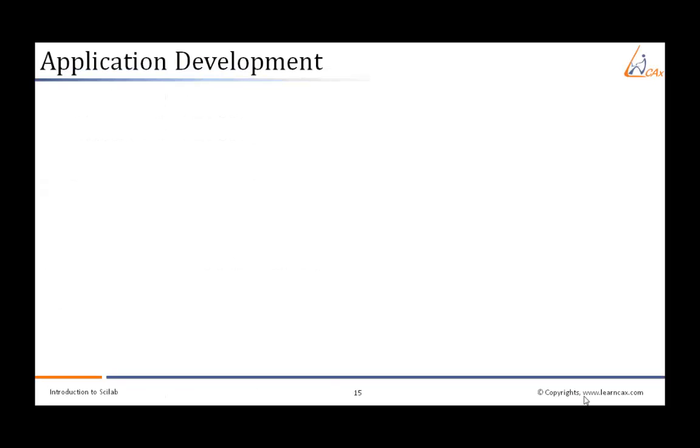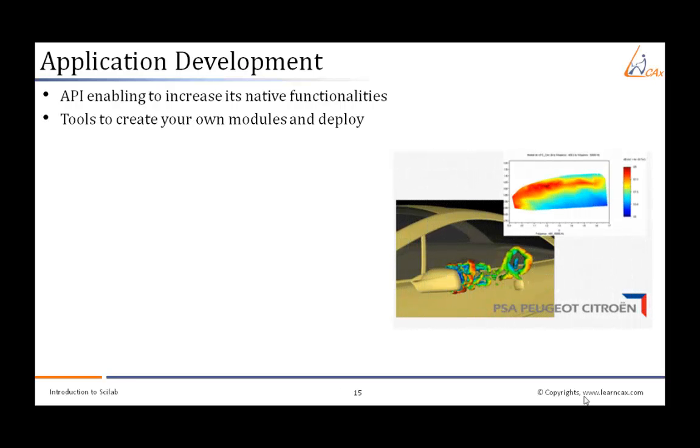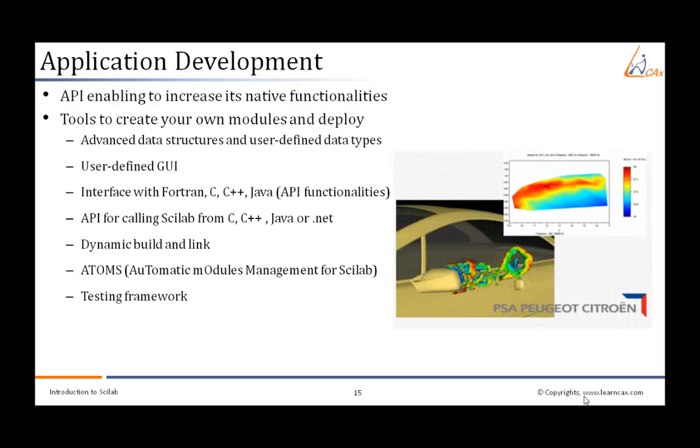And if you are looking into application development, there is an API enabling you to increase the native functionalities of Scilab, and also there are tools to create your own modules and deploy them. There are advanced data structures and user-defined data types. You can create user-defined GUIs. There is interface with Fortran, C, C++ and Java. There is an API for calling Scilab from C, C++ and Java. Dynamic build and linking options. There is also something called automatic modules management for Scilab, which we will see in detail when we look at the features of Scilab in detail. And a testing framework is available within Scilab. So it is a complete environment for application development as well.